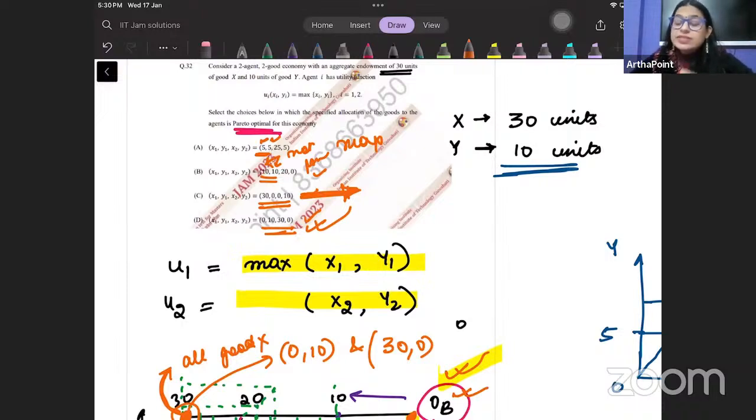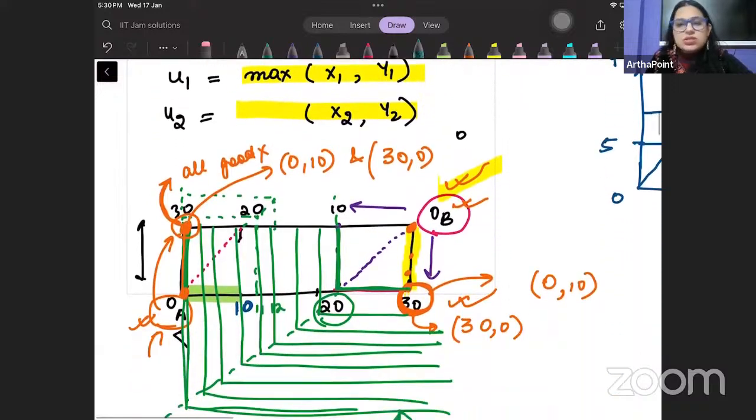So even just by looking at it on that basis, that this is a max function, we will be able to tell that these individuals should not be consuming both the goods, right? So the only option where each of them consumes one of each good, that is option number C and D. So on that basis also, we can say that C and D are the correct options. That's the answer to this question.